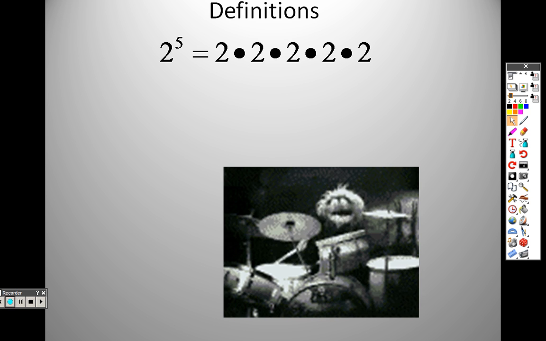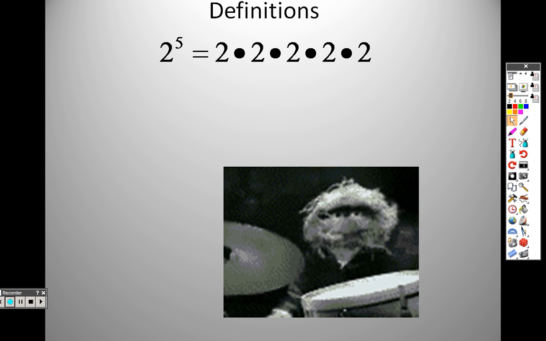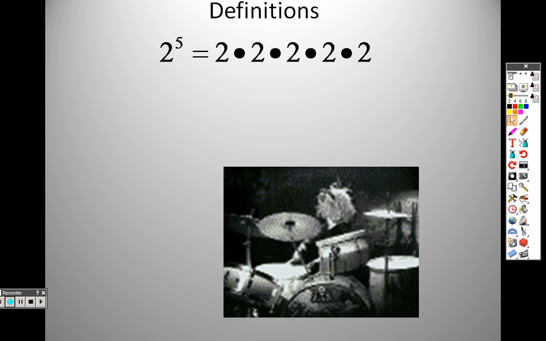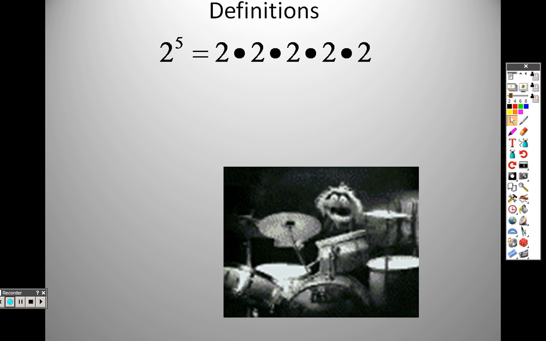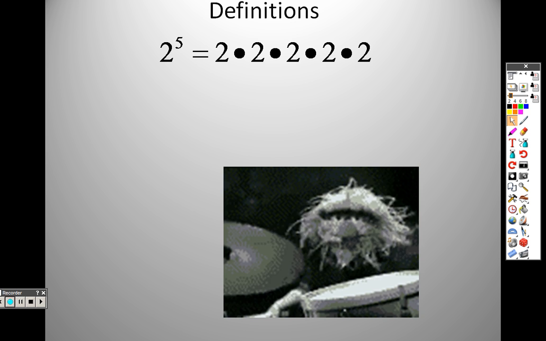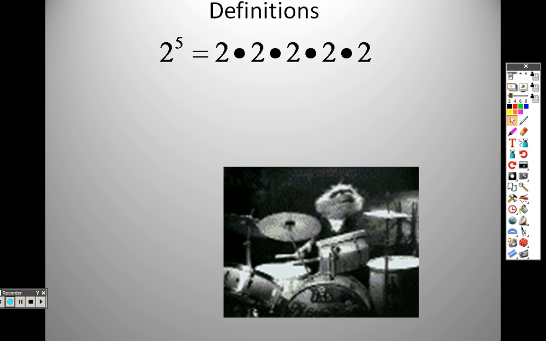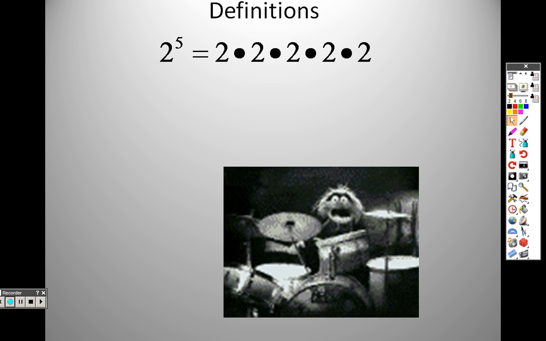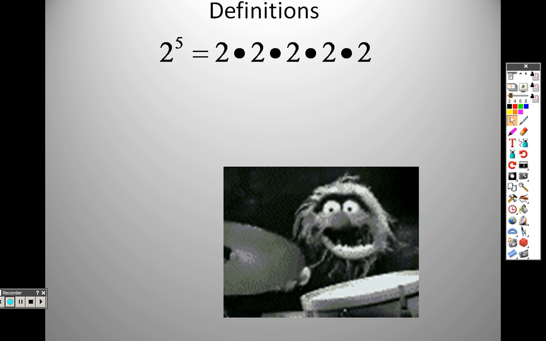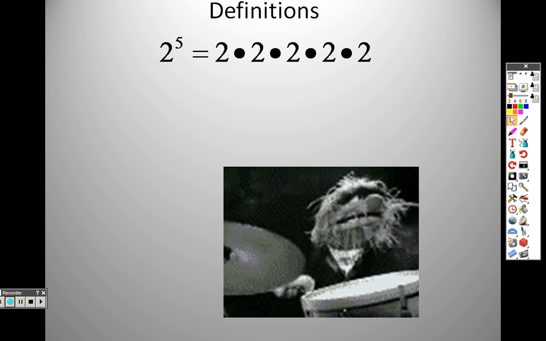We have 2 to the 5th power. And first of all, for some reason, some of you seem to magically think that all we do here is 2 times 5. For some magical reason, the math teacher just decided to write the 5 really, really small and put it up in the air. So we still want to multiply. That's not the case. Okay? The answer is not 10 here.